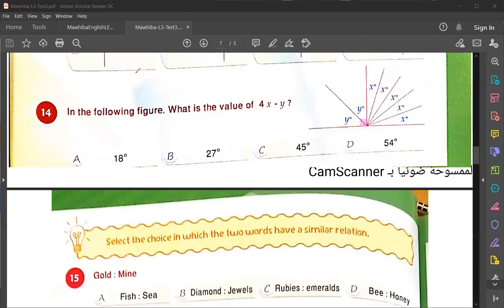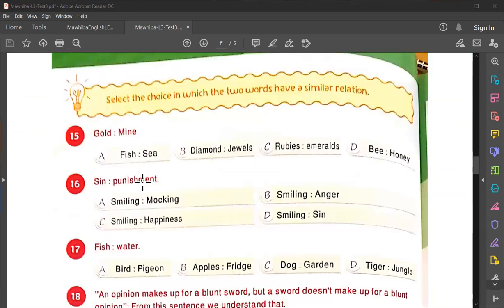Good. Okay, now number 15. Select the choice in which the 2 words have a similar relation. I think it is easy. So, gold mine. What is the answer here? Gold is found in a mine, right? What do you think? Right. Yes, it is A. Right, Al-Hassan. It is A.